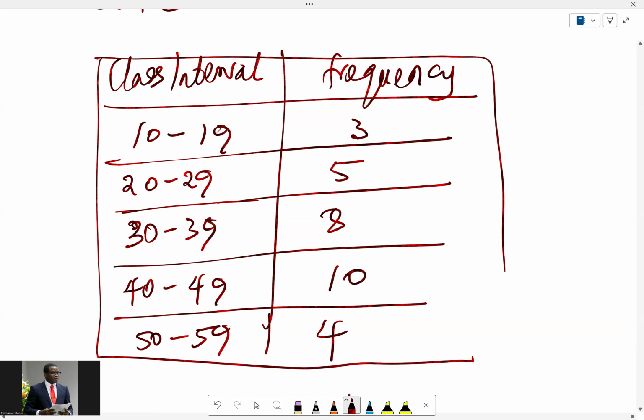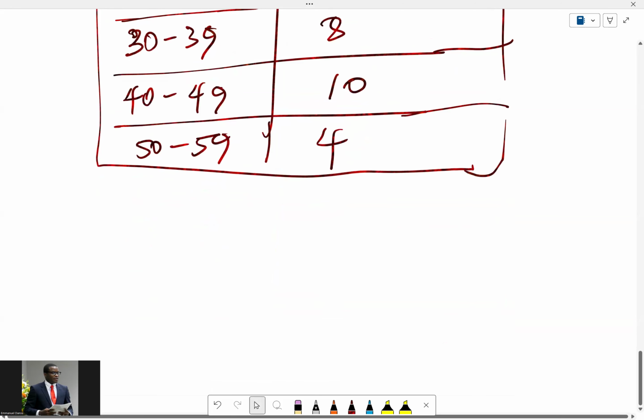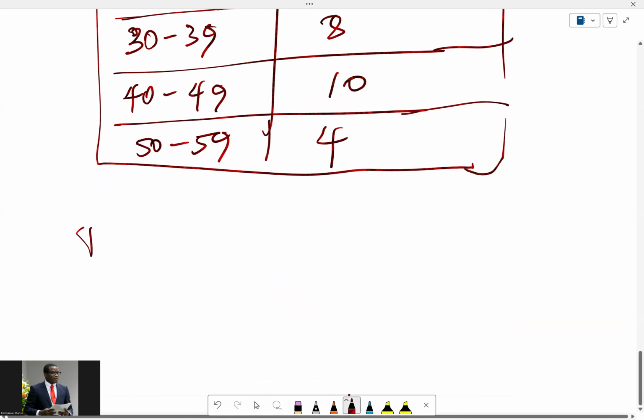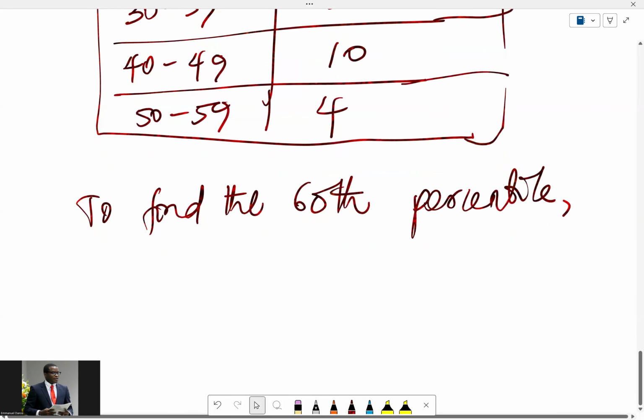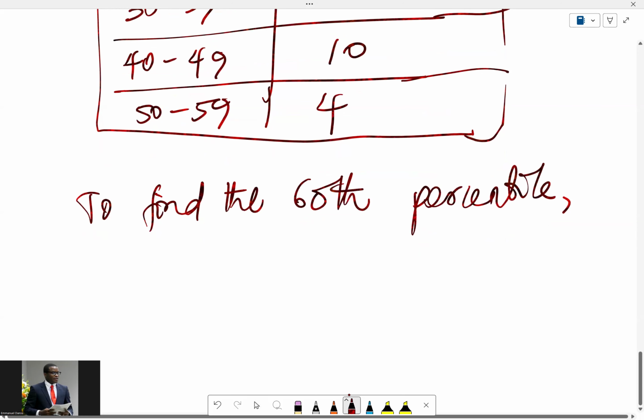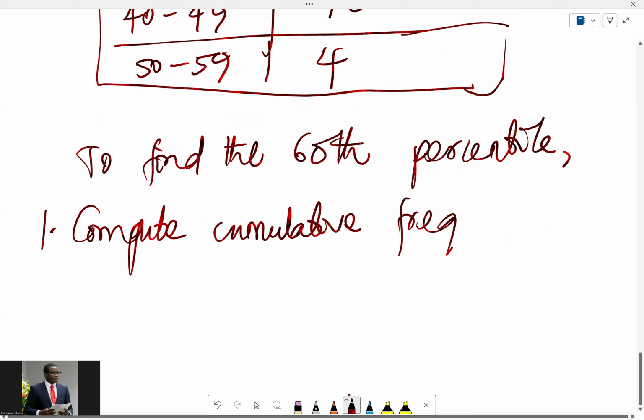So if you have this data, which is grouped now, let's assume we want to find the 60th percentile. To find the 60th percentile, that is the score that is better than 60% of all the data, of all the results. So the first thing you do is compute cumulative frequencies. This is somewhat close to the idea of median, but not exactly. Okay, that's the first thing to do.